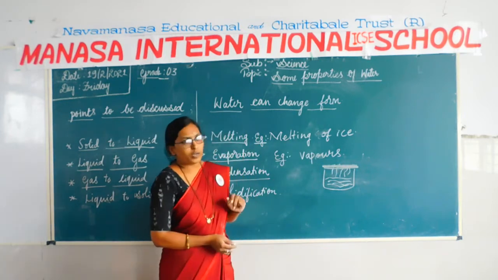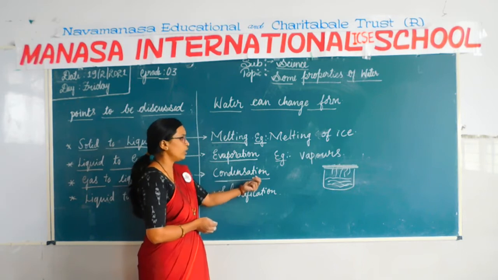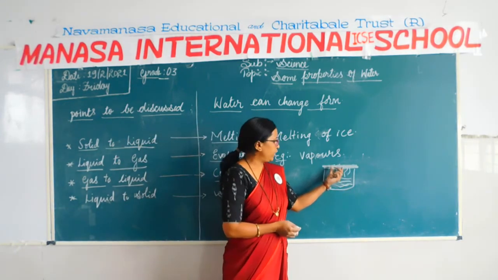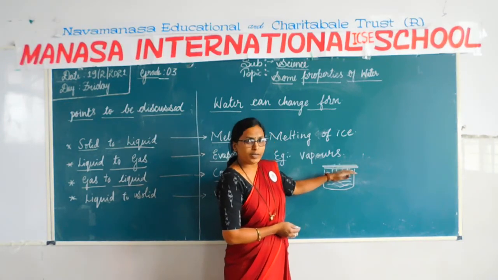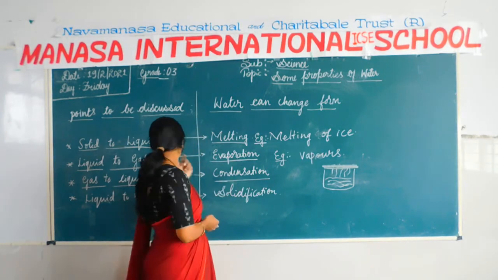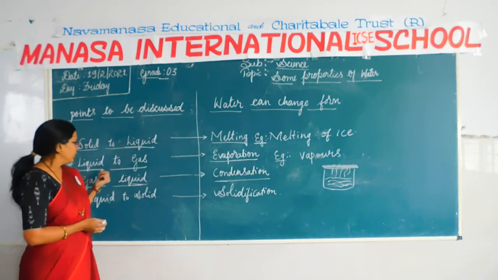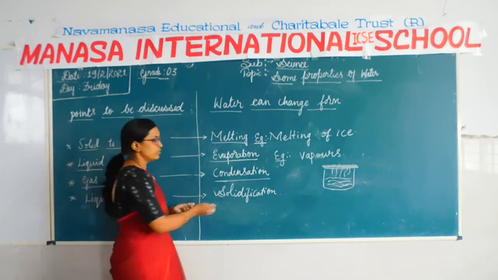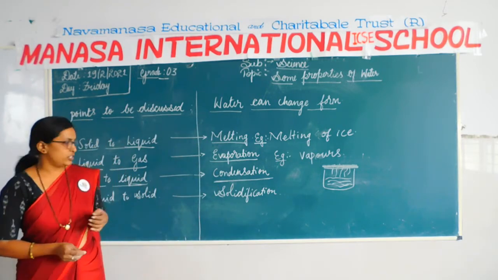This process is called what? Condensation. Here, the boiled water forms vapors. When the vapors get cooled or condensed, then they form liquid water. Then the gaseous water changes into liquid form. That process is called condensation.